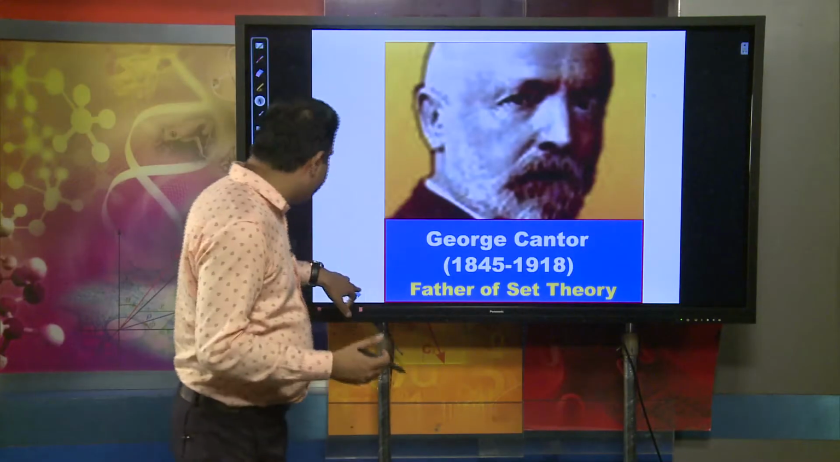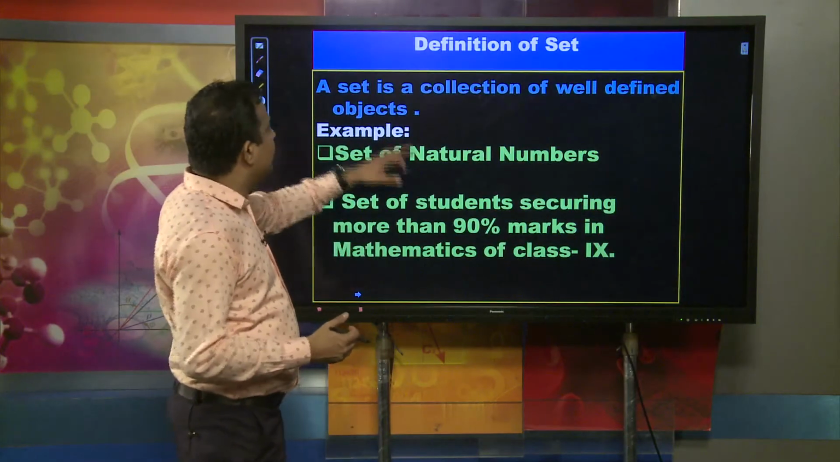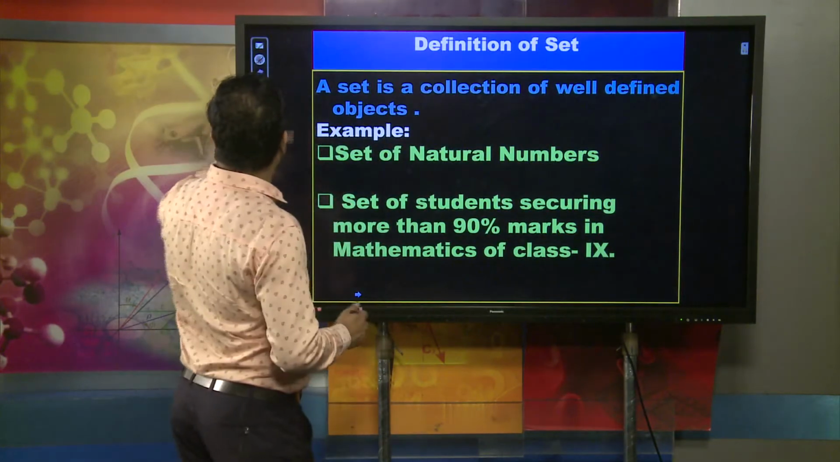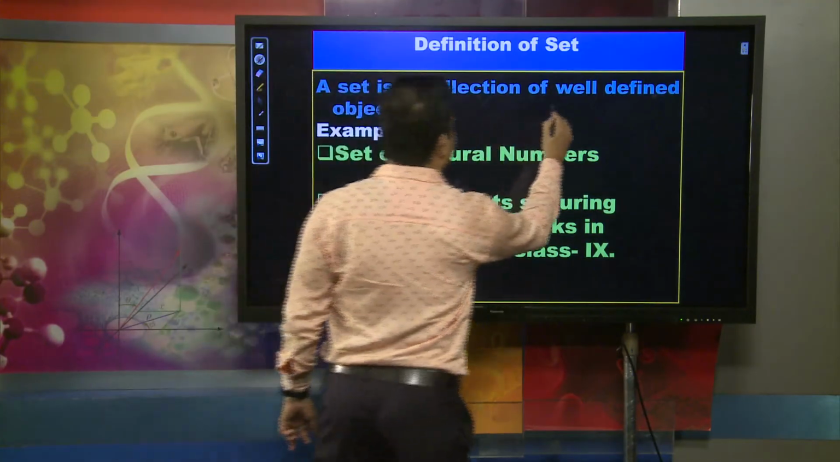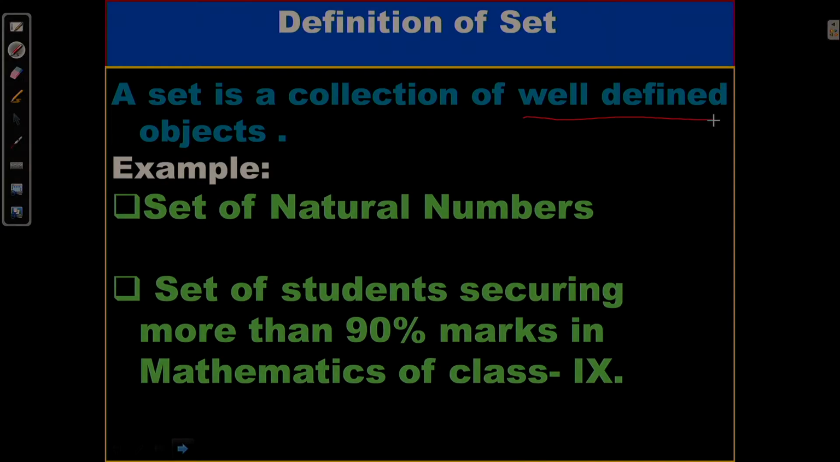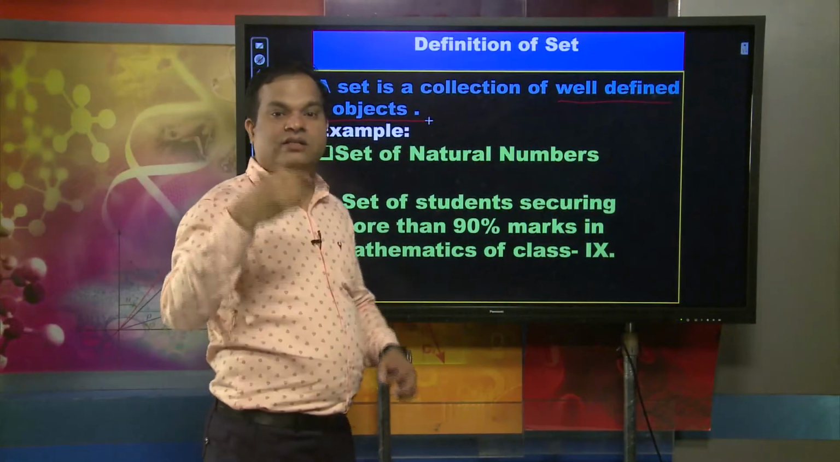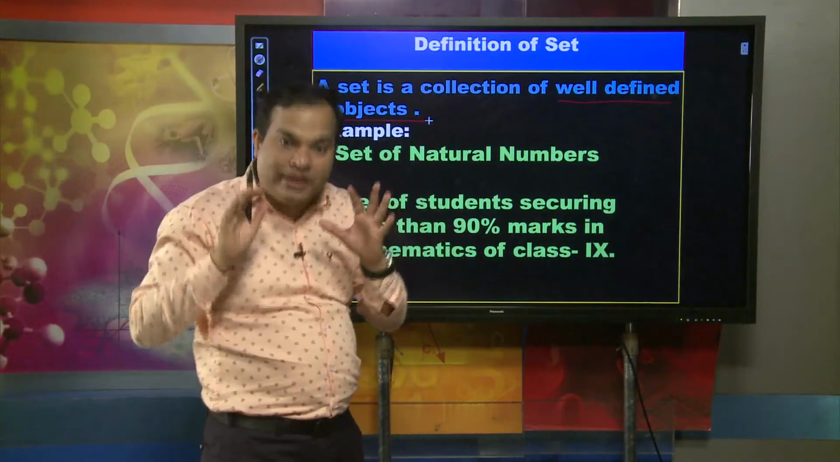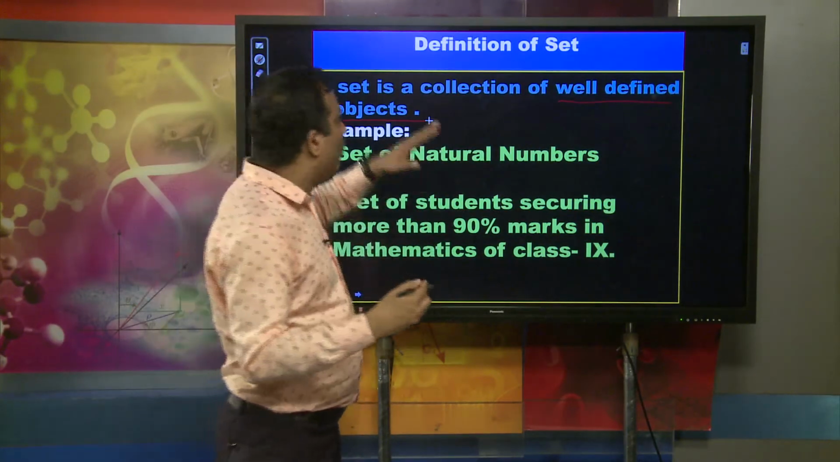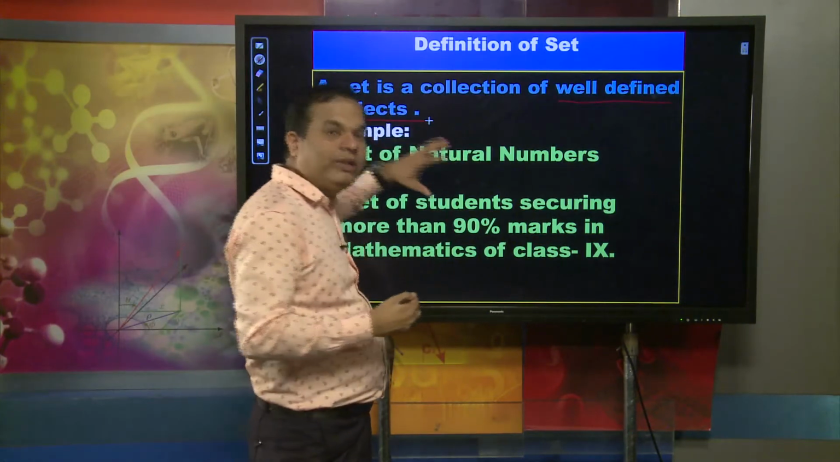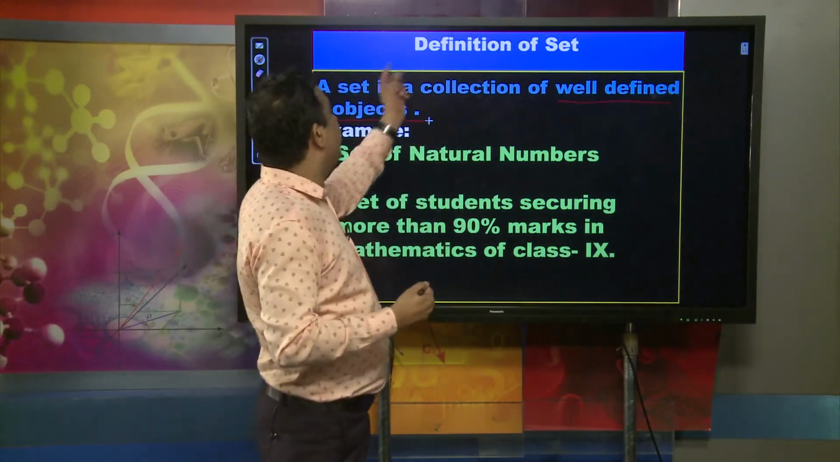What did he define? Very simply, we can say a set is a collection of well defined objects. The word is well defined. Well defined मतलब बहुत अच्छे से, subjective matter involved नहीं रहना चाहिए. We can say objective in nature, well defined objects. Then we can say it becomes a set.